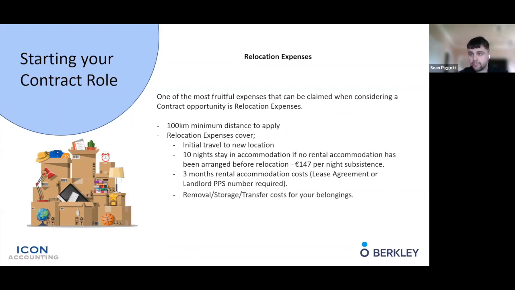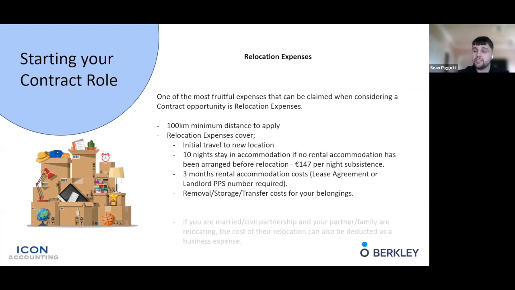It's also worthwhile keeping in mind that it's not just yourself that you can expense in terms of traveling and getting there. It's also your removal, your storage, and the cost of transferring the goods to the new location. Whether it's a removal van, or storing the actual goods if you're moving out of one place and waiting to get into your other place whilst you're in your 10 nights hotel stay, there's an awful lot of expenses that can be claimed. So definitely take advantage of them.